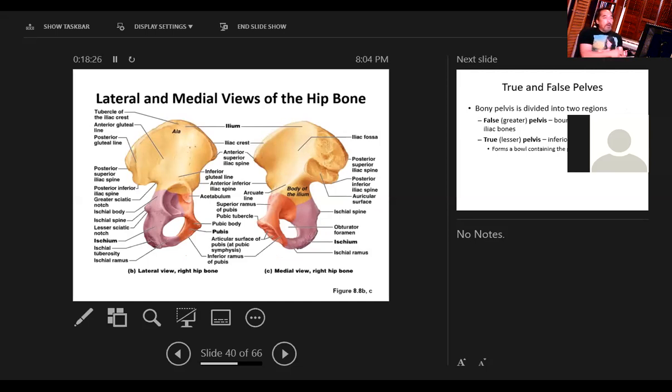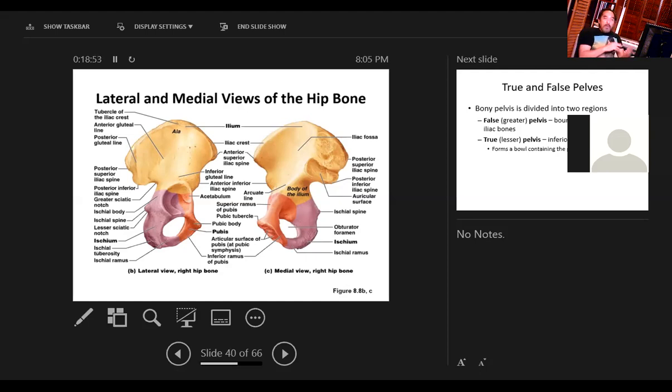The color tan is the ilium. The color purple is the ischium. And the color red is the pubic bone, okay? The pubic bone. Now, the names of the structures that we need to identify here start with the words anterior, superior, posterior, superior, posterior, inferior, okay?